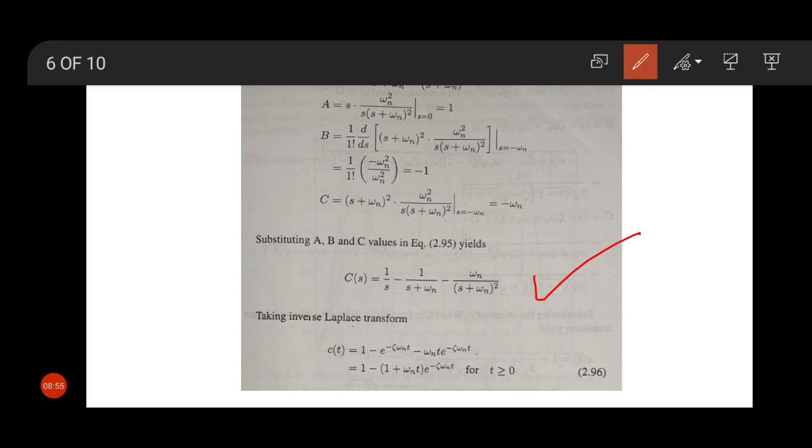So in the critically damped system, in this case we take zeta equal to 1. If zeta equal to 1, then the output response of the second order system when the input is step is c(t) equals 1 minus (1 plus omega n t) into e to the power minus zeta omega n t.